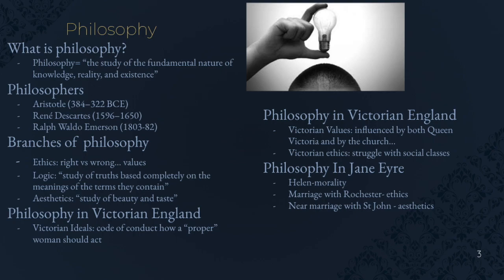In addition, another example of a battle between social class can be seen with Jane and Rochester. Jane fears the marriage with Rochester because of the difference between class. In order for Jane to marry Rochester, she must step past these society expectations. As you can see, philosophy is constantly prevalent throughout Jane Eyre.